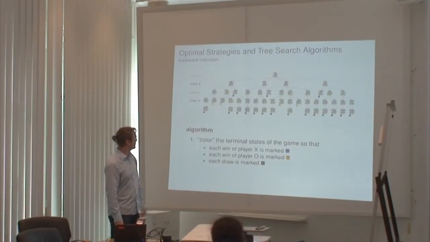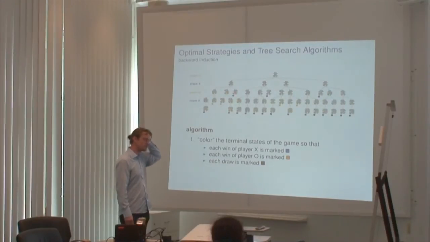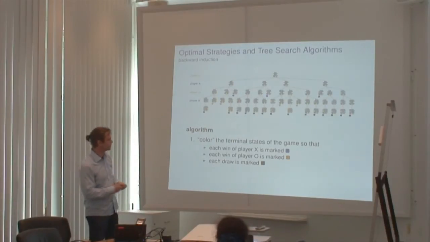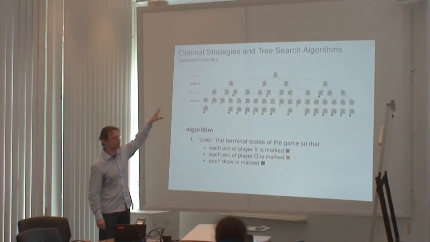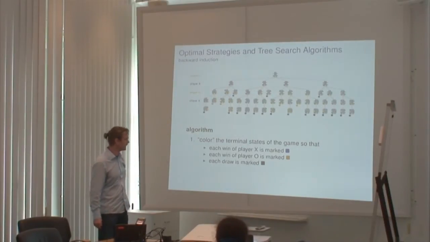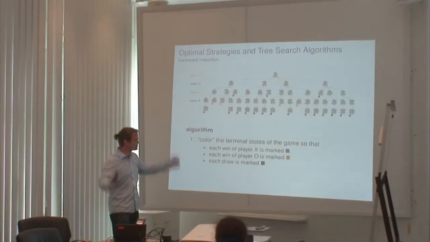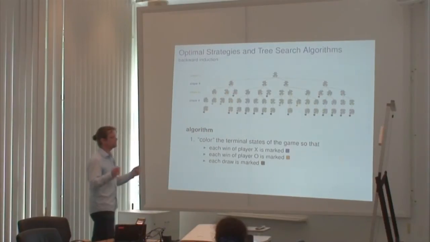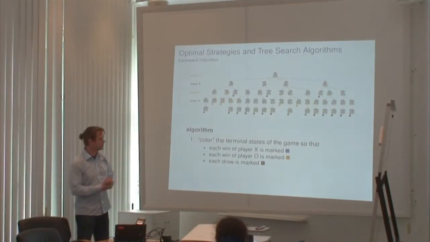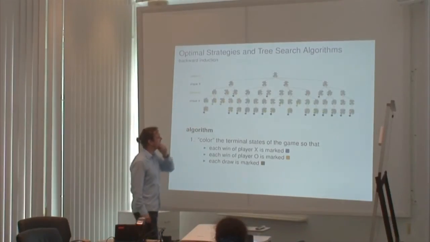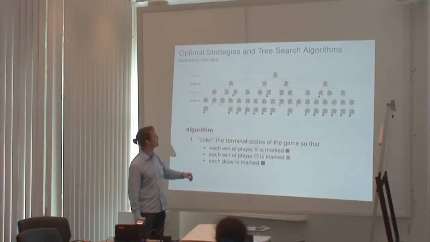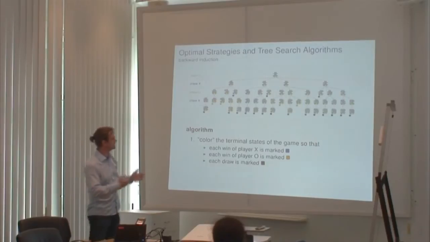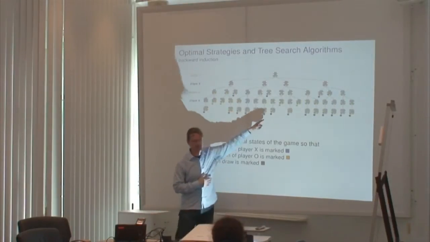Now, what do we do? The algorithm proceeds as follows. We can think of coloring the leaf nodes according to the outcome for player O. Player O is the one to move here. And let's use the following convention. I mark every leaf node that indicates a situation where player cross will win using a blue square. And every leaf node where player naught will win is marked by an orange square. And of course, the situations that end in a draw are marked by a black square.